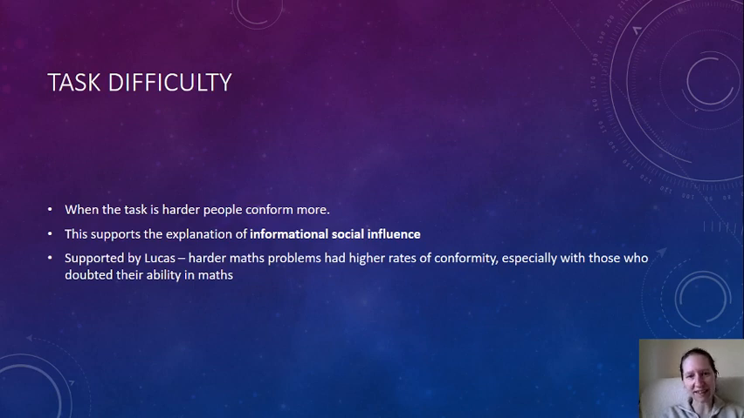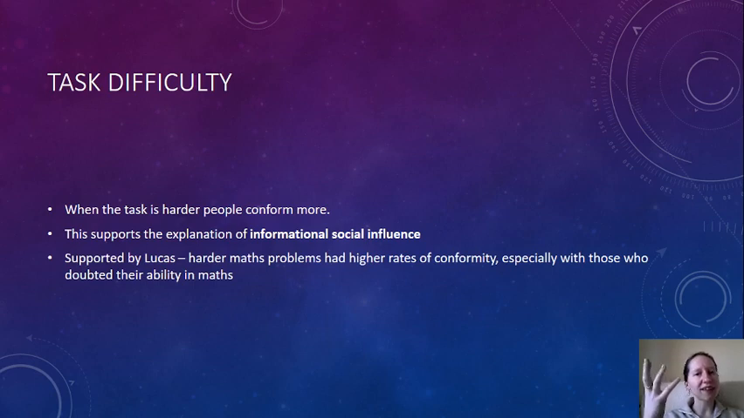Okay, last factor, task difficulty. When the task is harder, people conform more. So let's imagine that you had the original lines, and you've got quite a nice picture of this in your booklet that you should have a look at. You can see if the lines are much closer together and it's less obvious what the correct answer is, then people conform more. And this supports the whole idea of informational social influence, where you have people looking to other people for information. If you're uncertain in a situation, everyone else is doing a certain thing, then you will go along with them because you'll look to them for information.